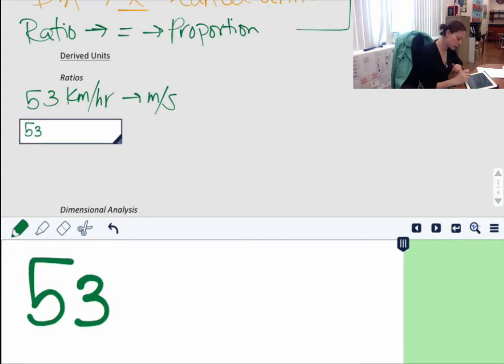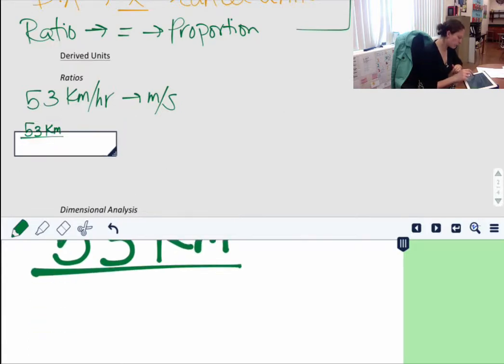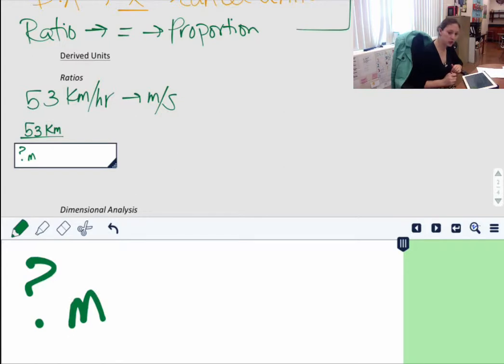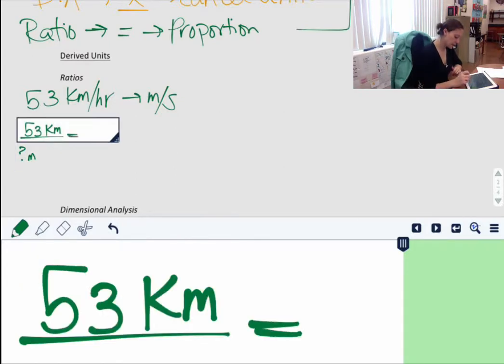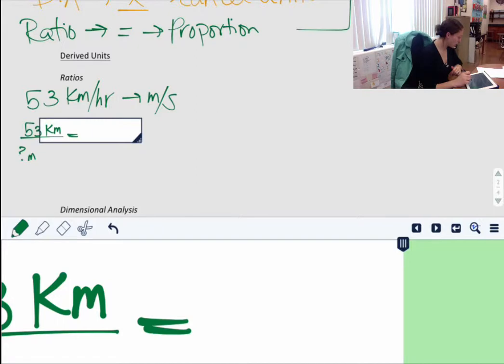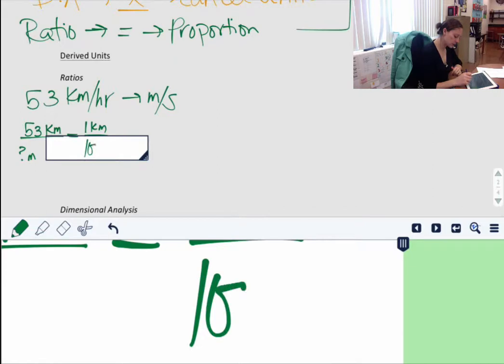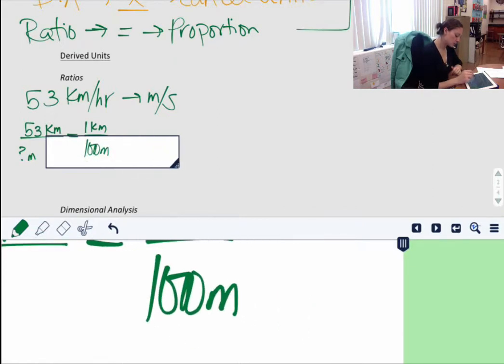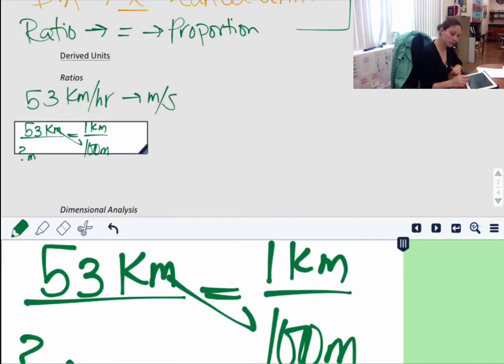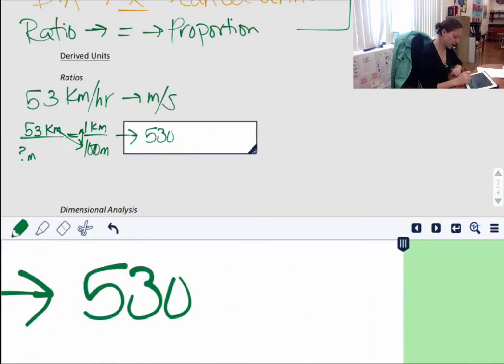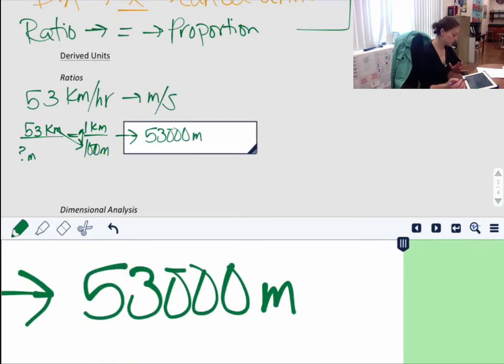Okay, I'm going to use a ratio. I say, all right, 53 kilometers. I want to get that into meters. So I treat each thing individually. So, okay, that's going to be equal to 1 kilometer is the same thing as 1,000 meters. So all you're doing is you're cross multiplying here. All right. 53 times 1,000 divided by 1, which is going to be 53,000 meters.